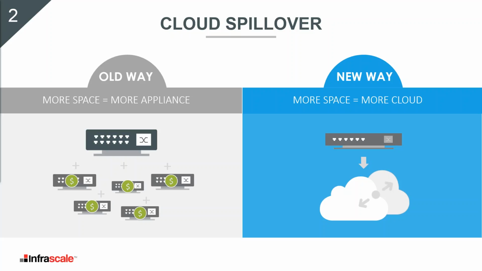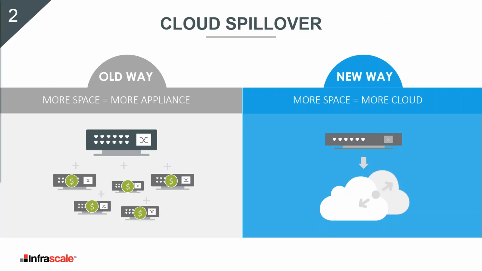It's all based on policies that you set, based on the age and the value of the data. You keep the most critical data on the appliance, and you spill everything else over to the cloud. And Gartner wrote about us in their Cool Vendor report last year. Gartner wrote, Infrascale says that when you need more space, get a bigger cloud, not a bigger appliance. That's going to save you so much when it comes to the cost of your solution and the margin that you can generate. So hopefully that's clear on cloud spillover.